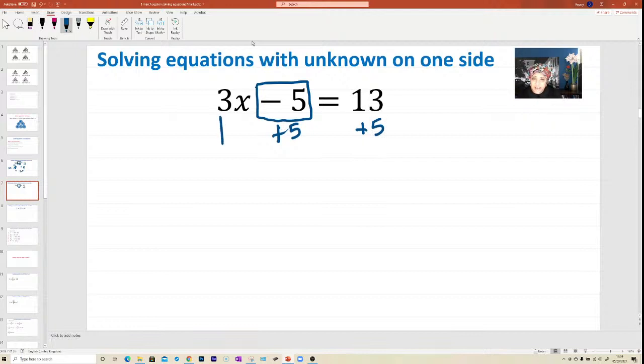So now I've got 3x, which I'm going to bring down. 3x minus 5 plus 5, gone. So that's equal to 13 plus 5. Guys, what's that? 18. And now I don't want 3x, I want 1x. So I must divide by 3 on both sides. So divide by 3 here, divide by 3 on the other side too. So 3 divided by 3 is 1, and then 18 divided by 3 is 6. So x is equal to 6.